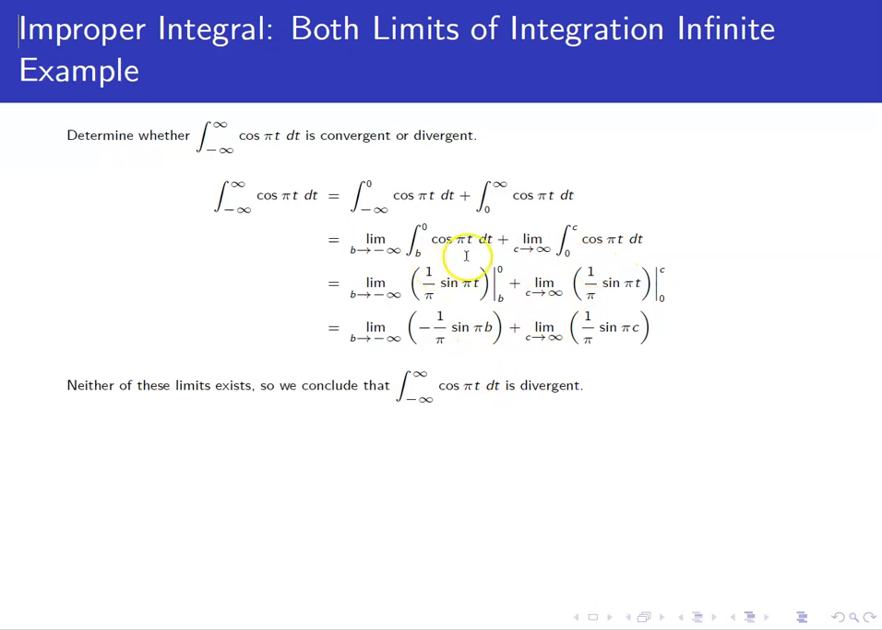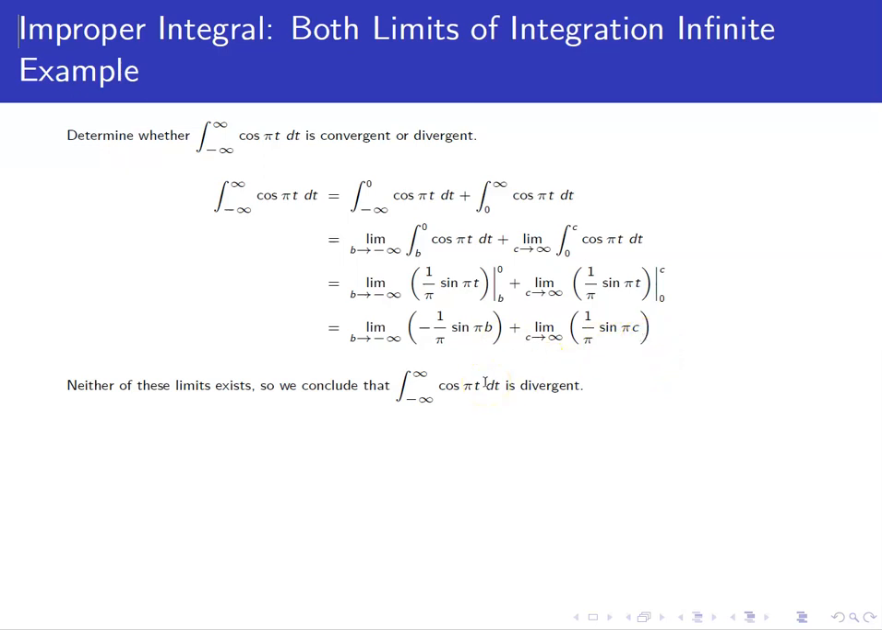Both of these have a similar antiderivative. We'll have 1 over pi sine of pi t. In the first integral, we'll evaluate from b to 0. In the second integral, we'll evaluate from 0 to c. When we evaluate the first one, we'll have negative 1 over pi sine of pi b. In the second one, we'll have 1 over pi sine of pi c.